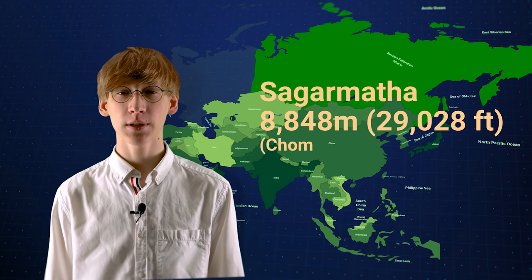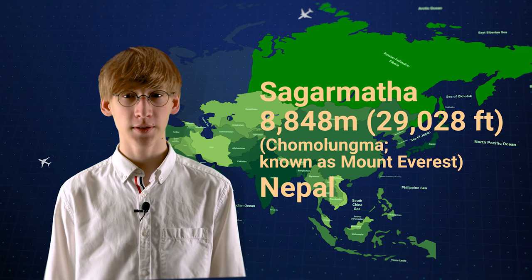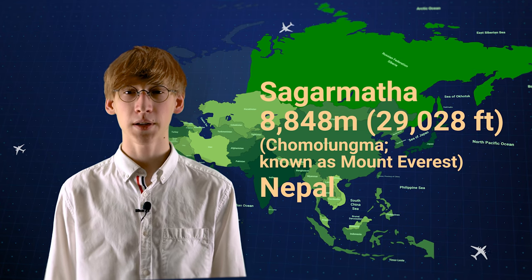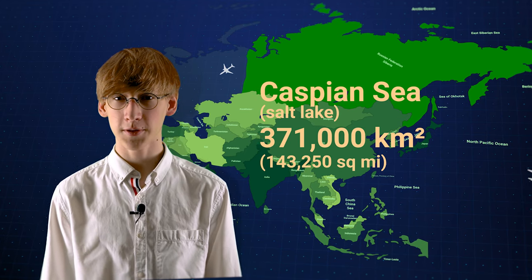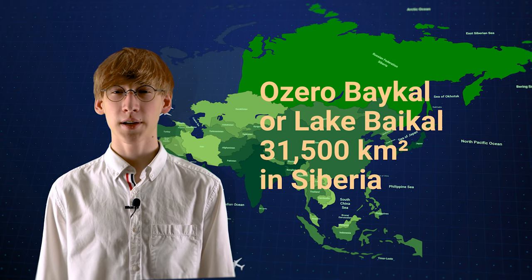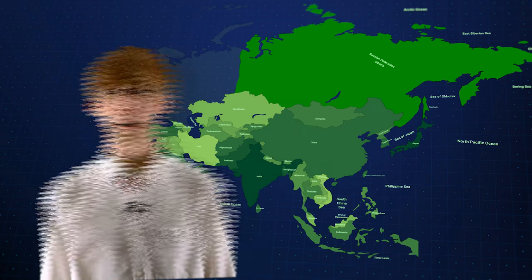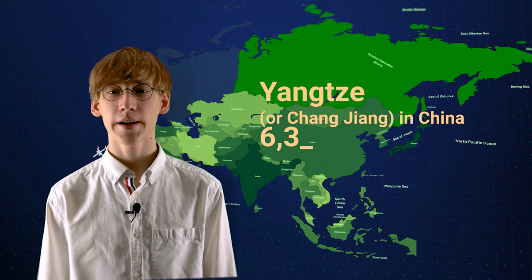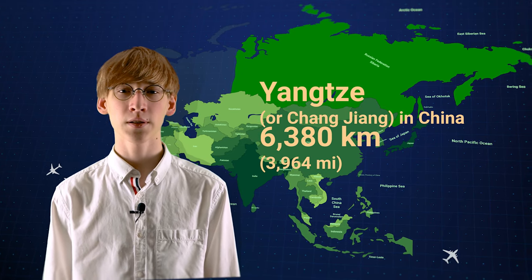Highest point: Sagarmatha, Chomolungma, known as Mount Everest, 8,848 meters, Nepal. Largest lake: Caspian Sea, a salt lake, 371,000 square kilometers. Ozero Baikal, or Lake Baikal, 31,500 square kilometers in Siberia, is the world's largest freshwater lake by volume. Longest river: the Yangtze, Changjiang, in China, with 6,380 kilometers, is the longest river in Asia.